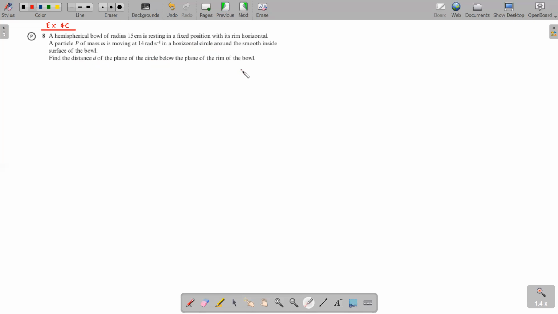Basically the particle is moving in circular motion inside the hemisphere, so you have to find how far below the plane of the rim of the ball the plane of the circle is. The first thing is, let's draw the diagram and see what exactly they are talking about.